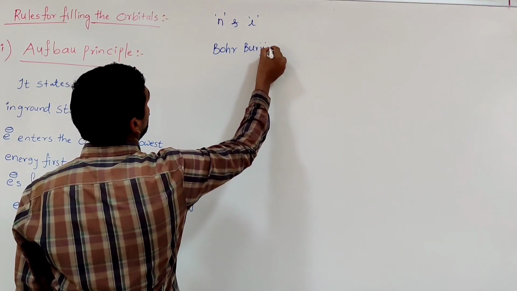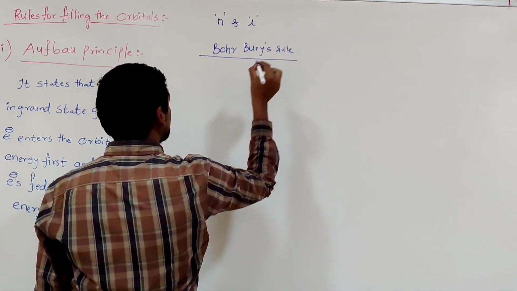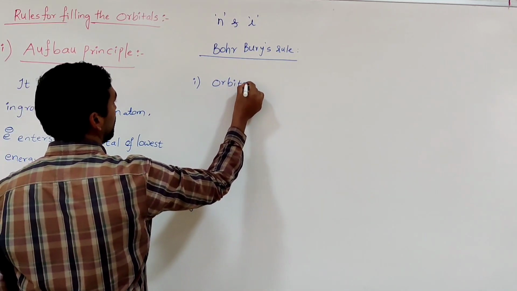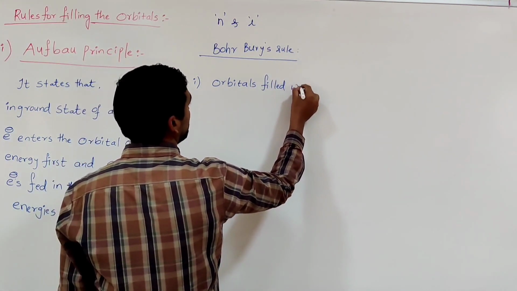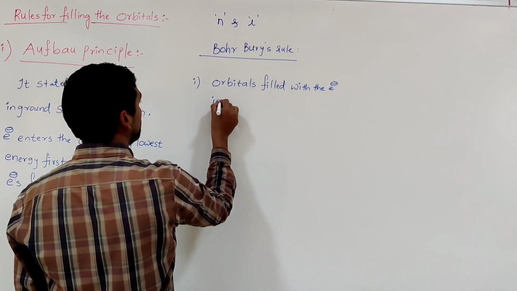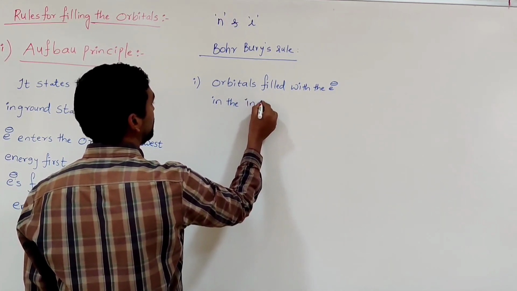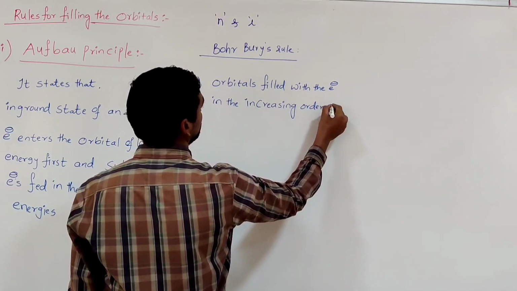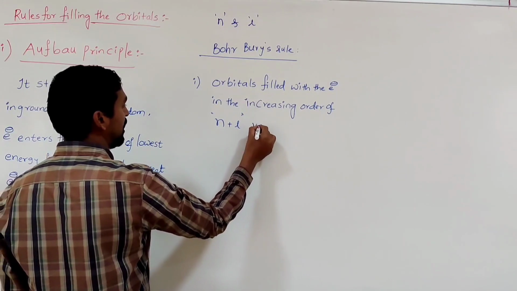Bohr-Bury rule says that the first one is, orbitals are filled with the electrons in the increasing order of n plus l values.